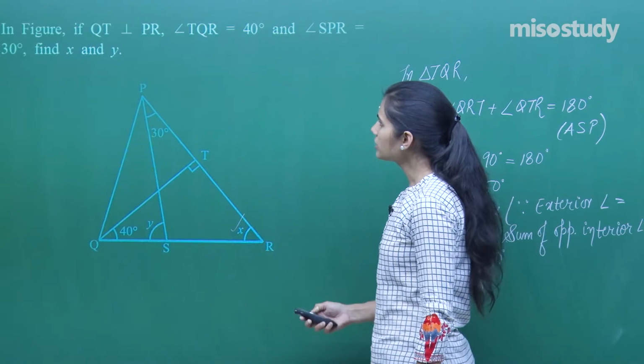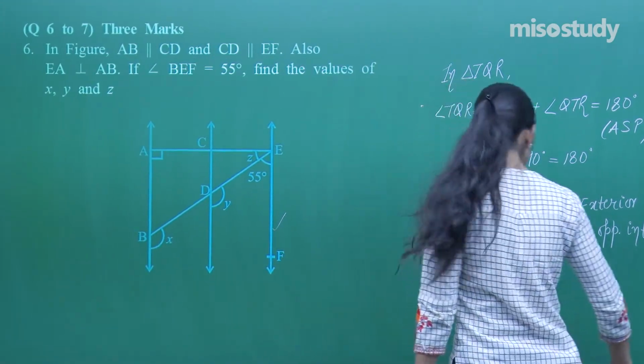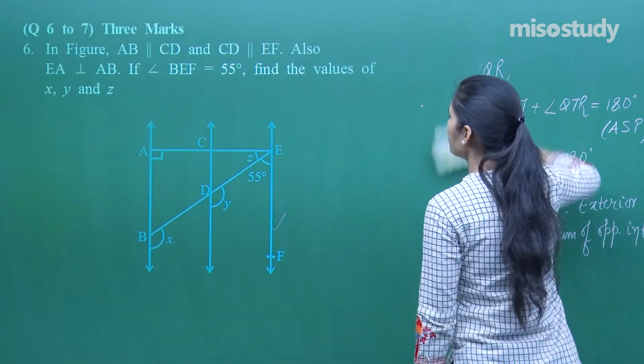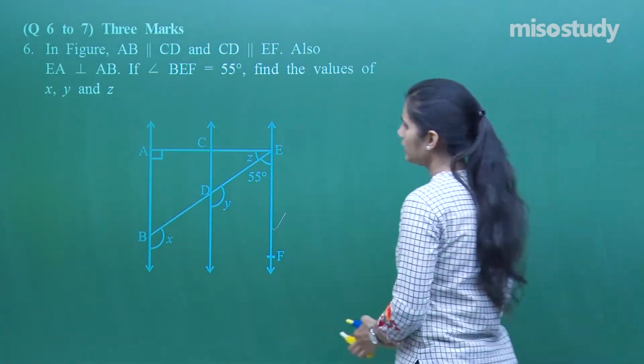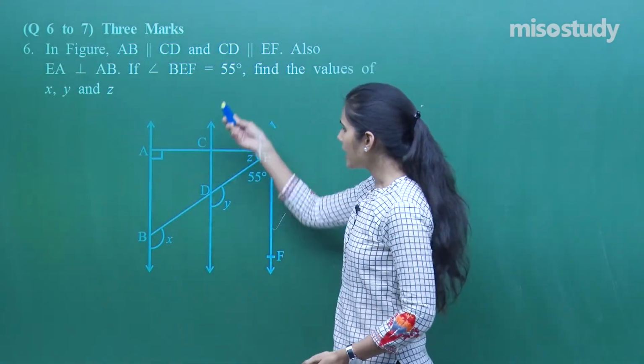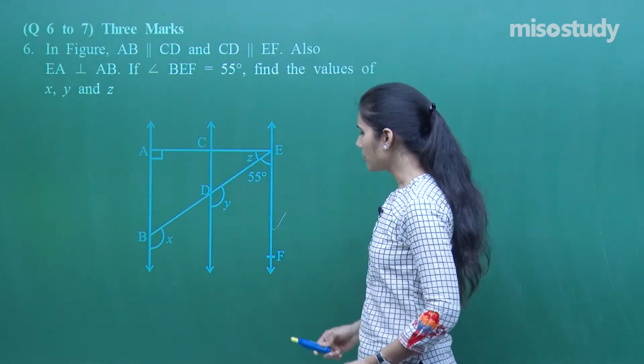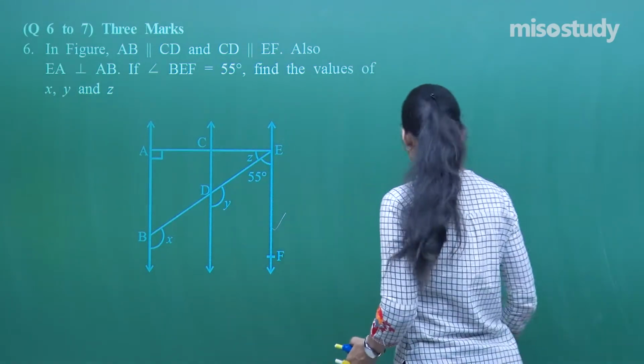Next question says what? This is what we have here. We have to find the value of x, y, z, and mind it is given to me that this complete line AB is parallel to complete line CD is parallel to complete line EF. This is very important.